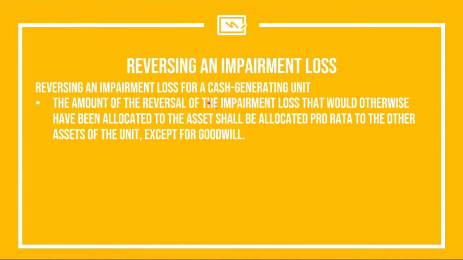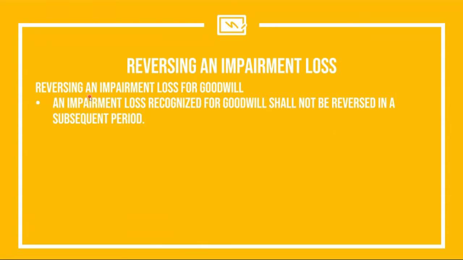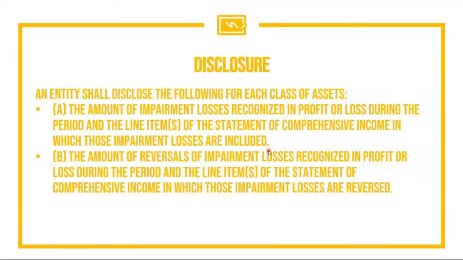The amount of reversal of the impairment loss that would otherwise have been allocated to the asset shall be allocated again pro rata to the other assets that do not have individual recoverable amounts or carrying amounts. An impairment loss recognized for goodwill shall not be reversed in a subsequent period. Meaning goodwill can be impaired but it cannot be recovered anymore. So with that, we go to the disclosure requirements.